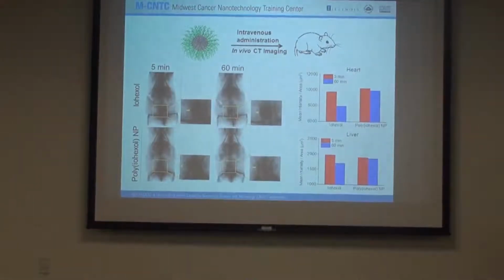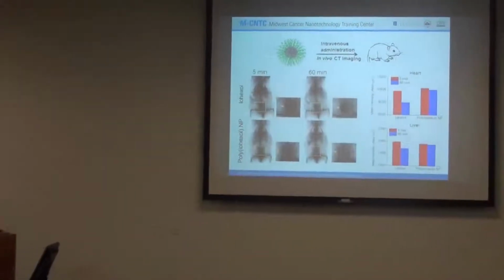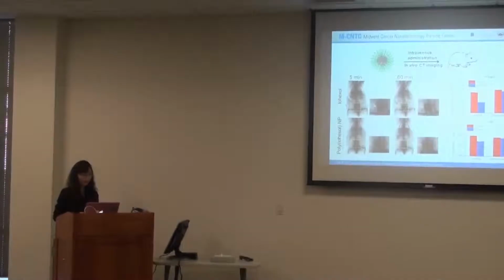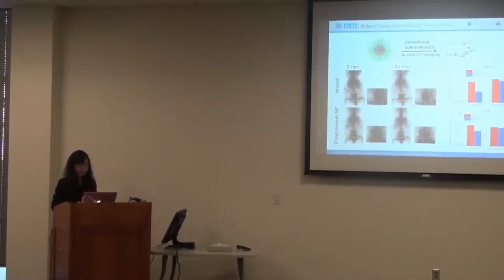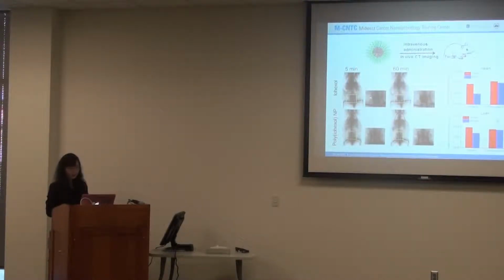Here, I just take snapshots at two different time points to compare. One is at 5 minutes after injection, and another is at 1 hour after injection. Here, by using ImageJ, I can quantify the enhanced density in a variety of organs. Here, I just show the enhancement in the heart and the liver.